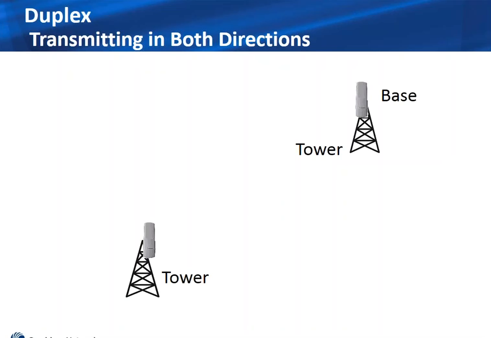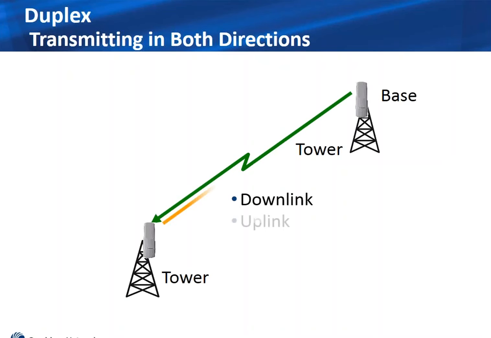We have two radios that talk to each other, and duplex at a high level basically means that it's transmitting in both directions. So if you click through the slide a little bit here, you see we have a downlink direction of information traffic flow, and we have an uplink direction of traffic flow. So this is a duplex radio. It's able to talk in both directions.